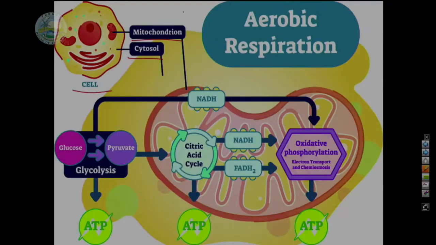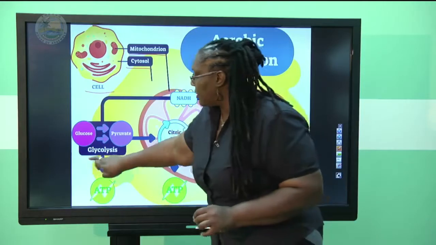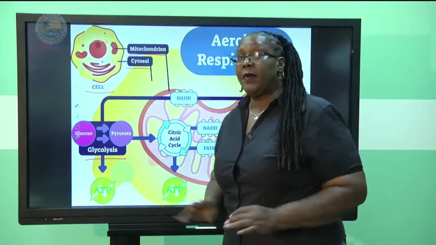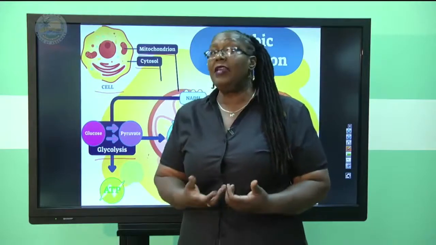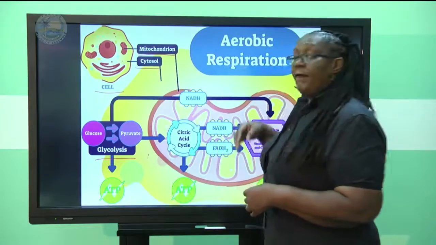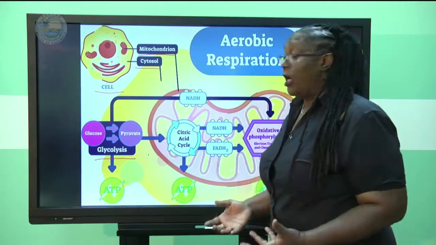Note that the cytosol is the part where the process of glycolysis takes place. That happens in the cytosol, and we'll see that is common whether oxygen is present or not. This process will take place within the cytoplasm. However, the mitochondria will only come into play if oxygen is present. So if no oxygen is present, the mitochondria will not be involved in respiration. The mitochondria is responsible for the final products, ensuring that the glucose molecule is totally broken down.